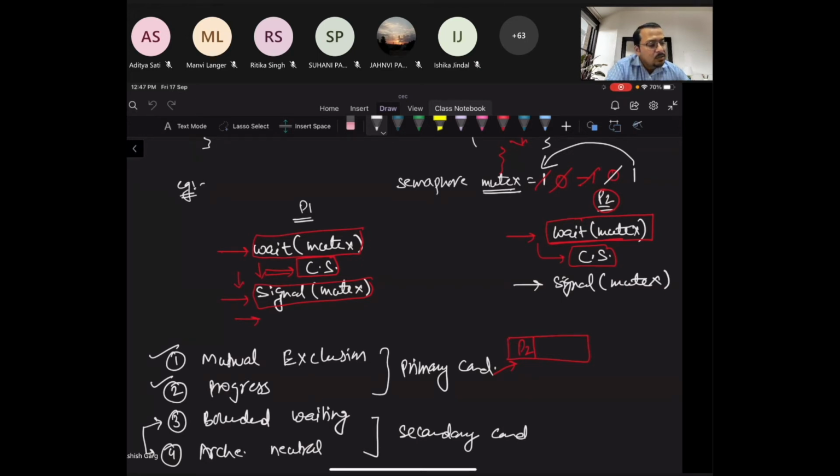Mutual exclusion: at a time only one process is allowed to access the critical section. Progress should not be violated, that is, deadlock should not occur. After one process, any other process is allowed to go inside. It should not happen that one process coming out says I will only allow P2 to go and no other process is allowed. That is progress being violated.